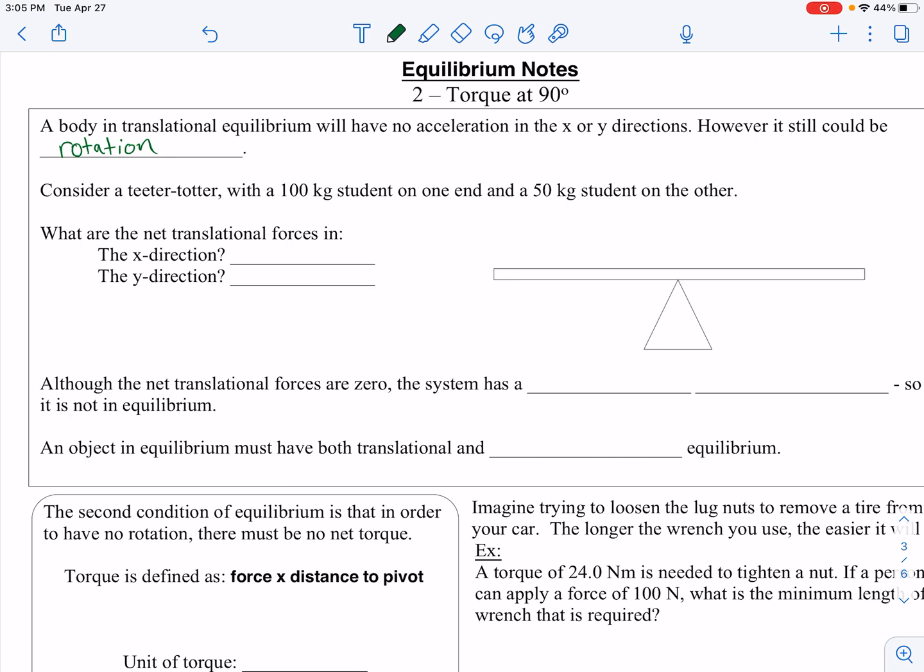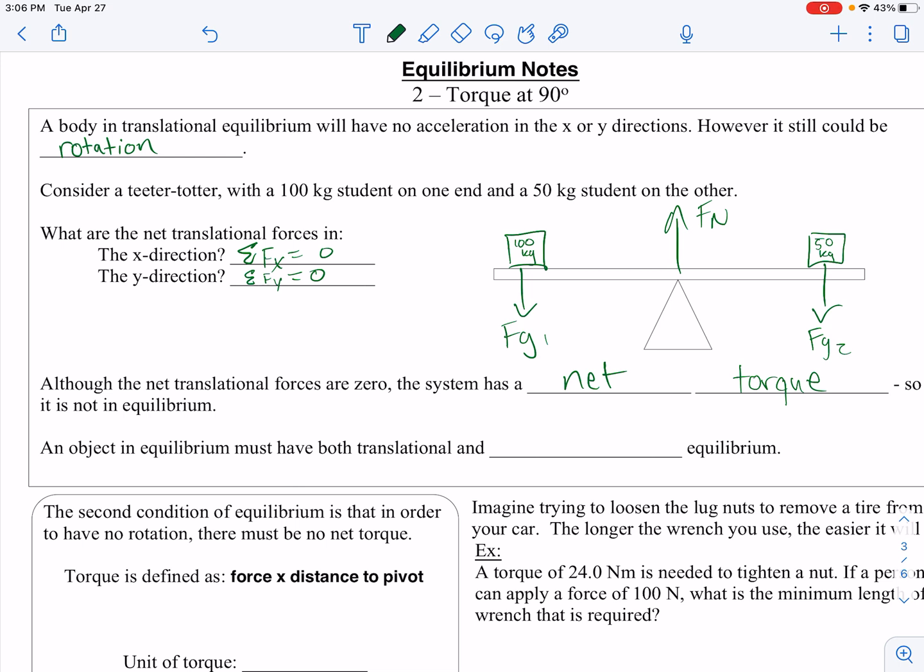We're looking at the net forces in this case. In the x direction, we're going to have a net force of 0, and in the y direction, also 0. Let's draw this out. Although the net translational forces are 0, the system does still have a net torque. So this seesaw is not going to be in equilibrium.